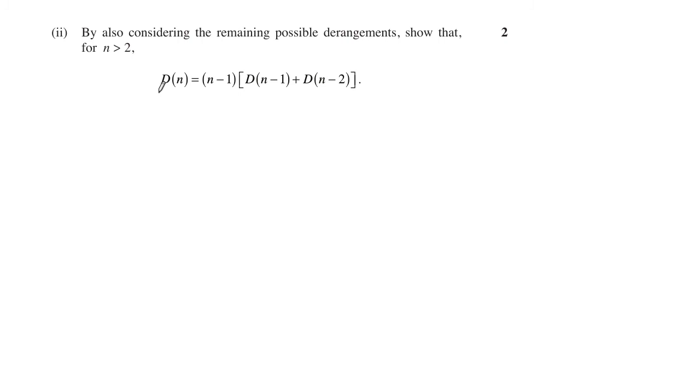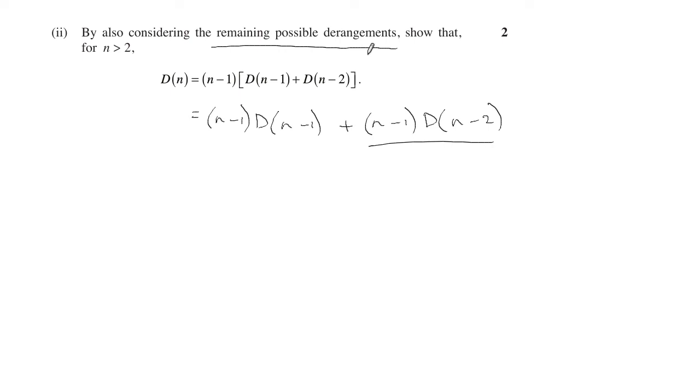So we're looking to find the number of derangements with n people. And if you expand this, you'll see it's n minus 1 times d of n minus 1 plus n minus 1 times d of n minus 2. And this is what we found in part 1, where Tom just swaps hats with another person. And we're talking about the remaining possible derangements. So that's talking about the cases where Tom isn't just directly swapping a hat with someone. And so we want to show that that's equal to this. So that's what we have to prove.